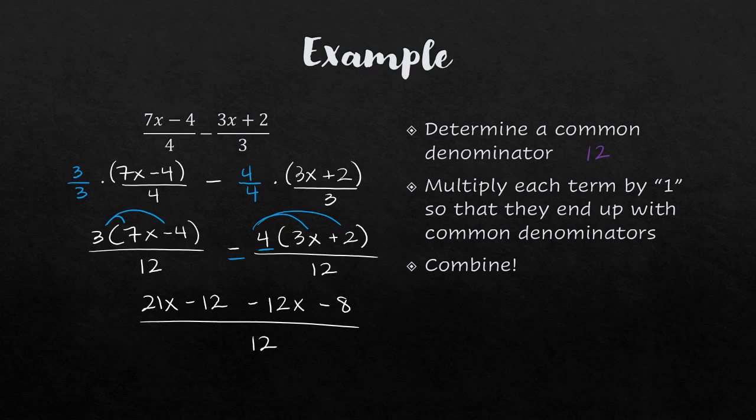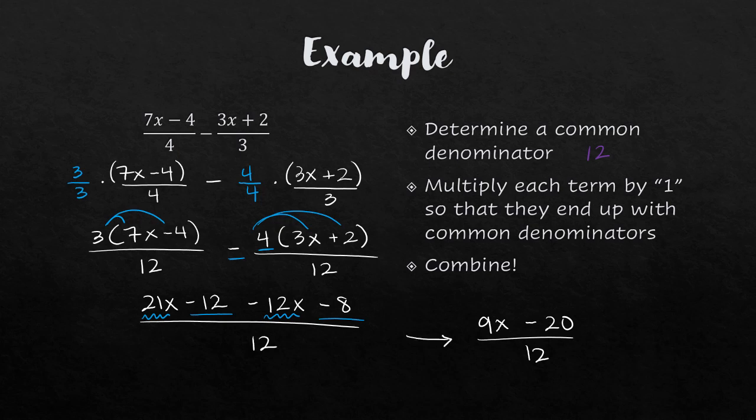All right, now we just need to go ahead and combine the like terms. So I've got a couple terms that involve x and a couple terms that do not. So we want to combine those pairs. So overall, 21x minus 12x should get me to 9x. And negative 12 minus 8 overall gets me to negative 20, divided by 12. I still have that common denominator of 12.